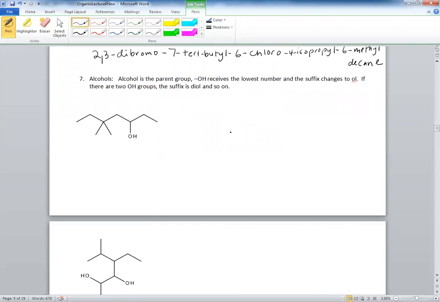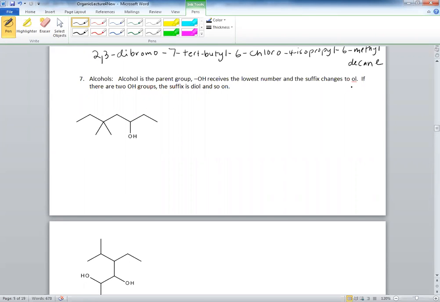Now, when it comes to alcohols, those are the ones that have a functional group of OH right here. This makes it an alcohol since it's an alkane with an OH group attached, a hydroxy group attached. That's called an alcohol. The rule is pretty simple. You follow the same thing except that the OH has to receive the lowest number and the suffix, the ending, ends to ol, denoting the alcohol.